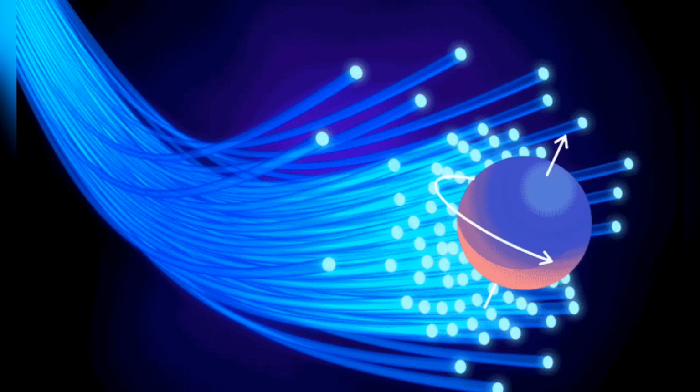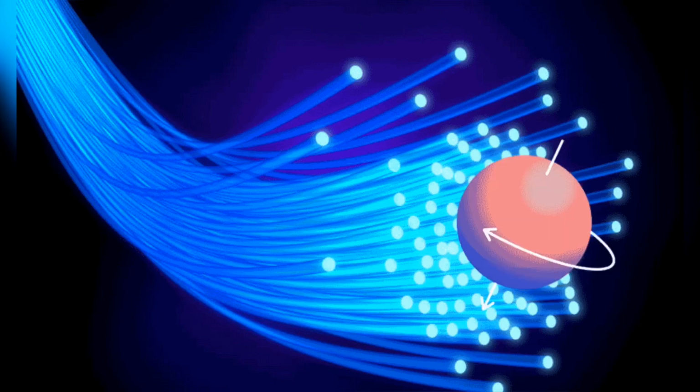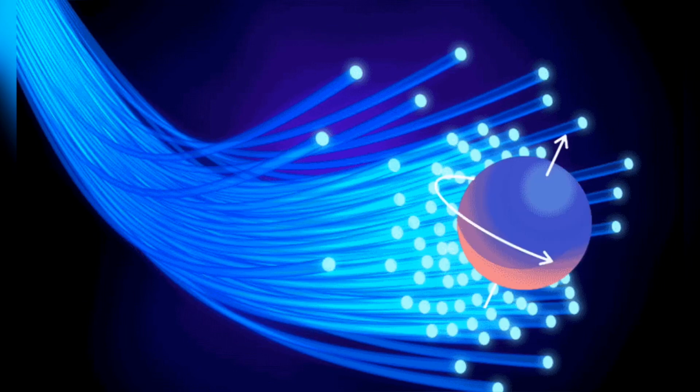Fiber optic lines are strands made of pure glass. One line can be as thin as a strand of human hair. It can also carry digital information over long distances.